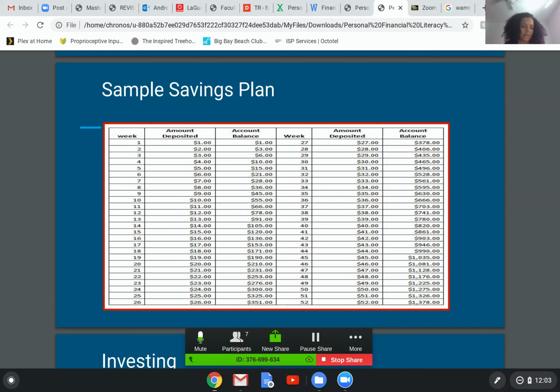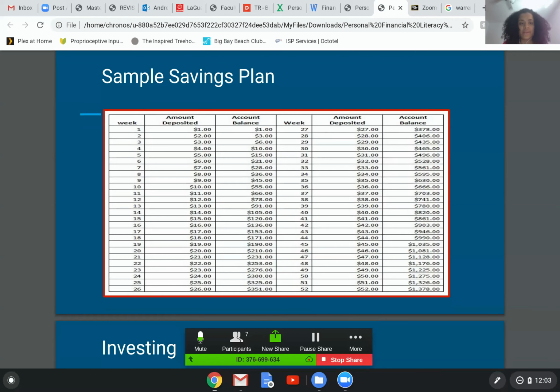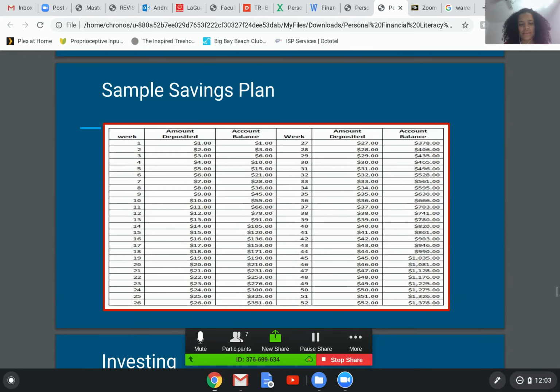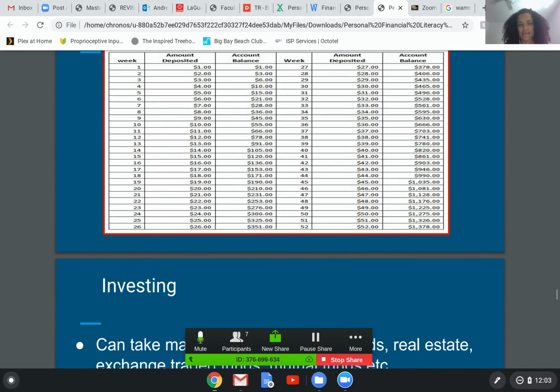And by the end of a few months, you realize that you've probably already built up an emergency fund for yourself without even trying. Any questions on debt and savings, or any comments that anybody wants to make?